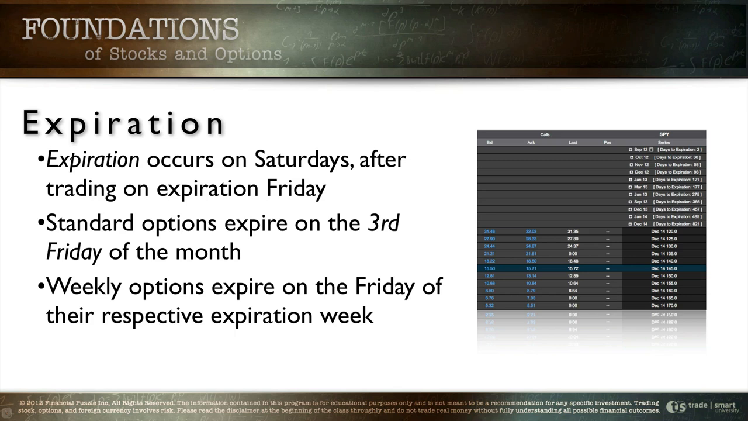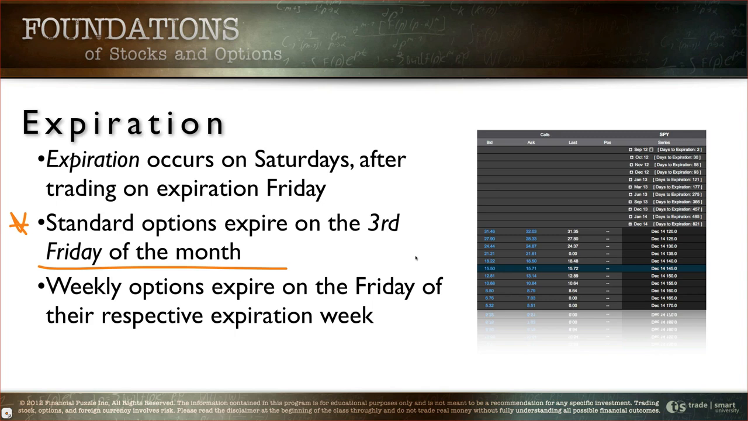So standard options are going to expire on the third Friday of the month. Doesn't matter what month it is. January, February, March, April. It's always the third Friday. So you can't sit here and say options expire on the 15th. They might expire on the 15th if the third Friday is the 15th. But if the third Friday of the month is the 19th, the 19th is option expiration day. Does that make sense? It's always the third Friday of the month.